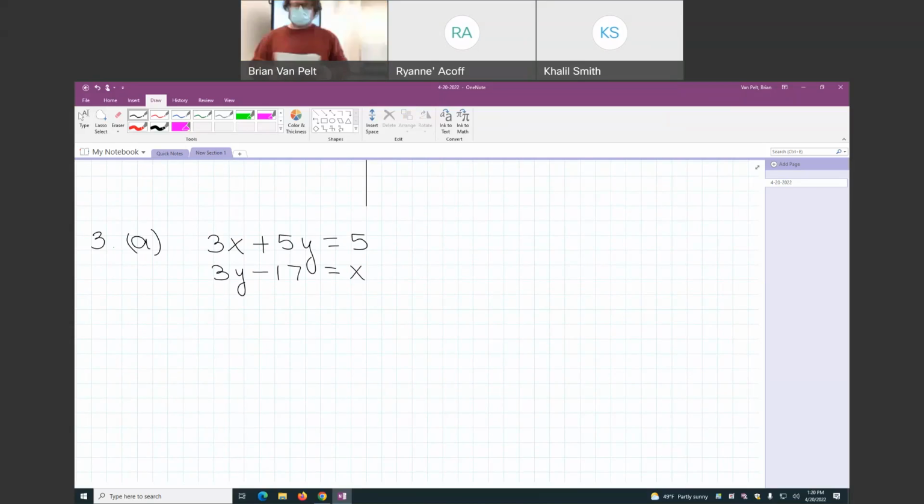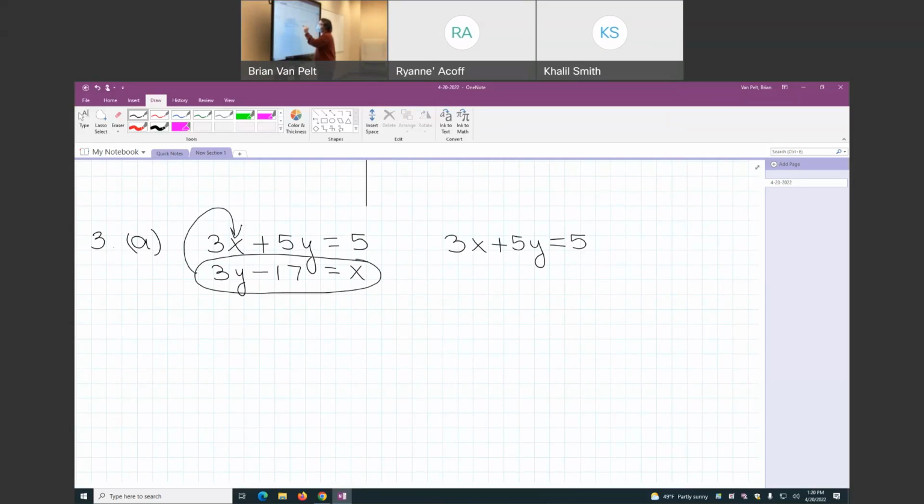So, substitution was what was required of you here. You see how x is easily solved for right here? What are you going to do with that x? Just take it and put it into that spot right there. So when you write your 3x plus 5y equals 5, I'm going to replace the x. So this x replaced 3y minus 17.